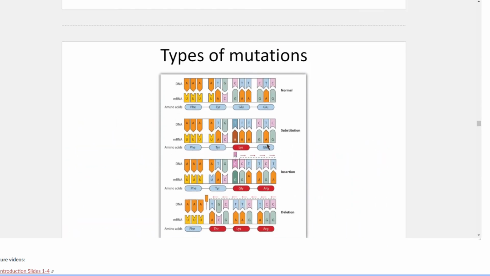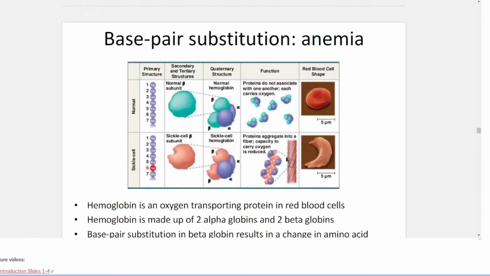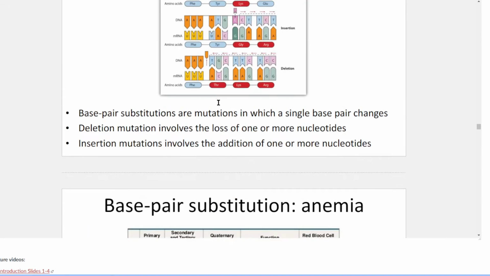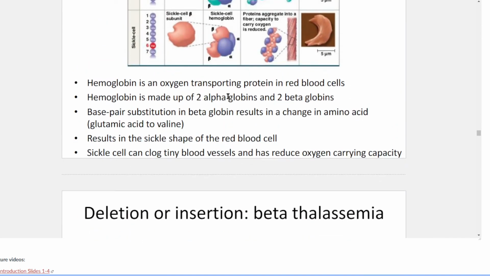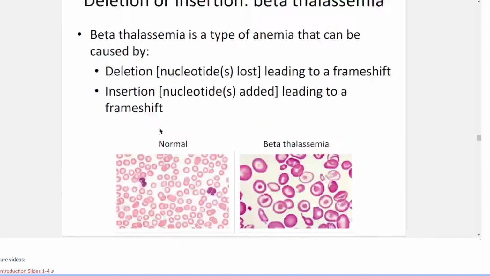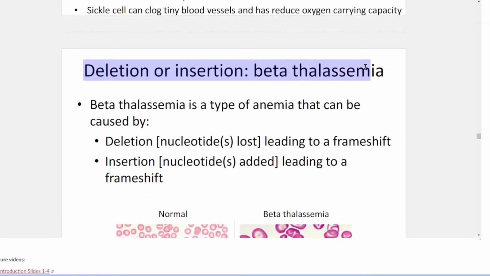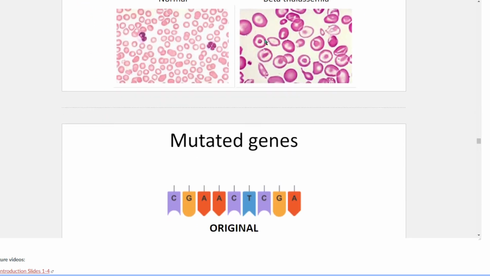We talked about the mutations. We have substitution, insertion, deletion. I'm not going to spend time over that because I think you were here and Giselle, you were here. You guys understand this. Anemia. This is an example of base pair substitution. So in this one, one of them gets substituted, so hemoglobin turns into a sickle cell. This one is deletion or insertion, which is beta thalassemia. You lose your entire frame shift, so a lot of things go wrong.